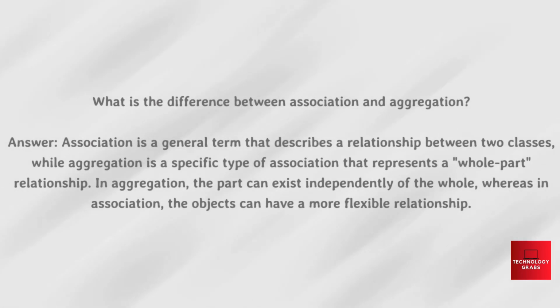What is the difference between association and aggregation? Answer: association is a general term that describes a relationship between two classes, while aggregation is a specific type of association that represents a whole-part relationship. In aggregation, the part can exist independently of the whole, whereas in association, the objects can have a more flexible relationship.